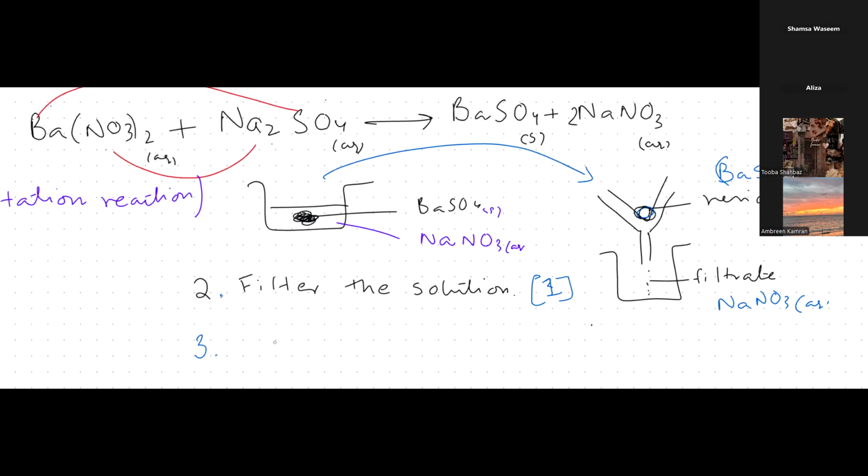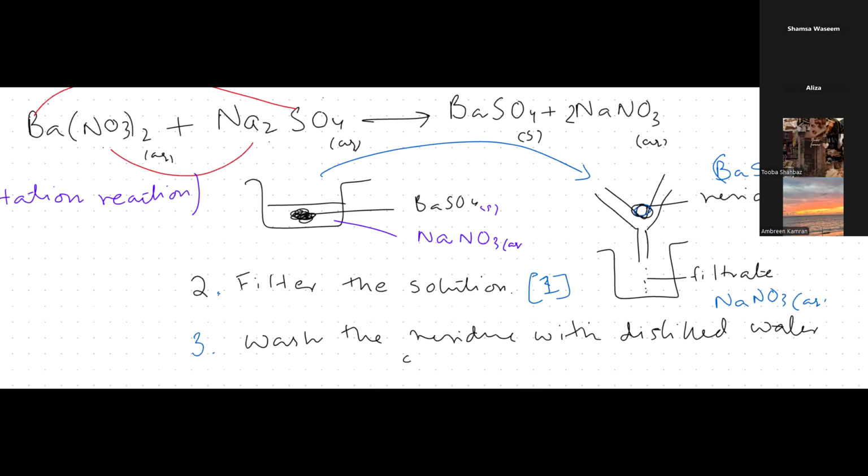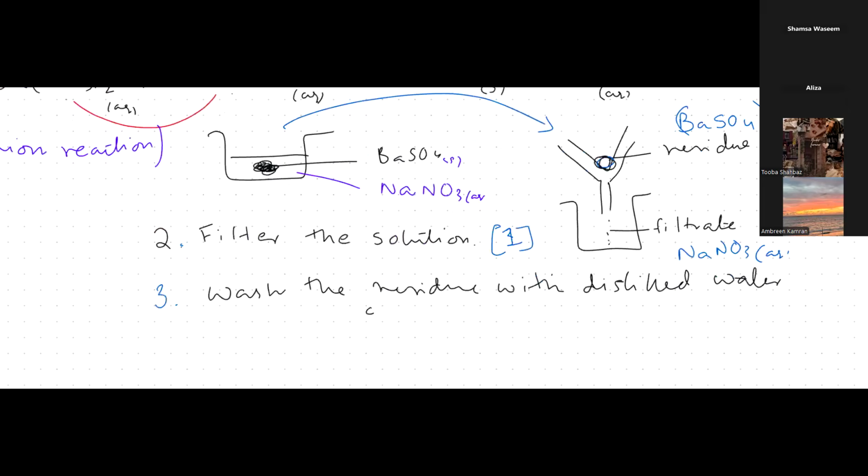I have to wash the residue. Wash the residue with distilled water. Why are we using distilled water, not tap water, girls? Because tap water contains more impurities. Distilled water contains fewer impurities. Very good. So you have to wash the residue with distilled water.